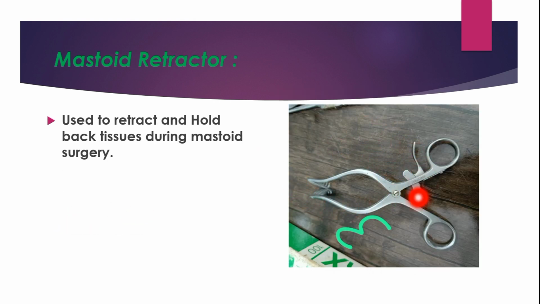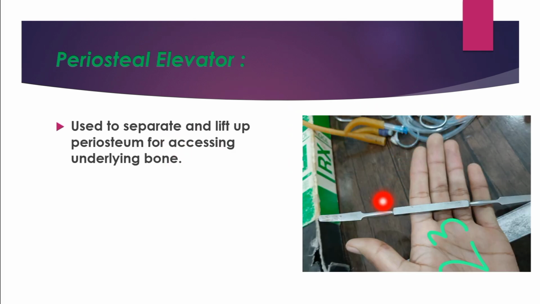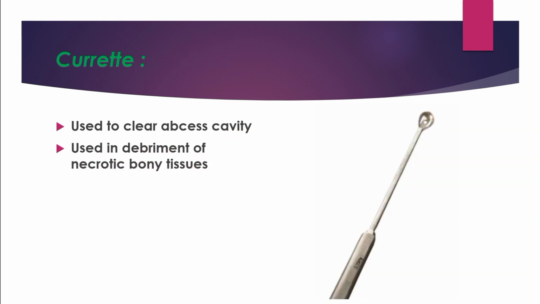This one is a mastoid retractor, and a mastoid retractor is used in mastoidectomy to retract and hold back the tissues during mastoid surgery. This one is a periosteal elevator, and it is used to separate and lift up the periosteum by accessing the underlying bone. This one is a curette, and the curette is used to clear the abscess cavity, and it is also used in the debridement of the necrotic bony tissue.